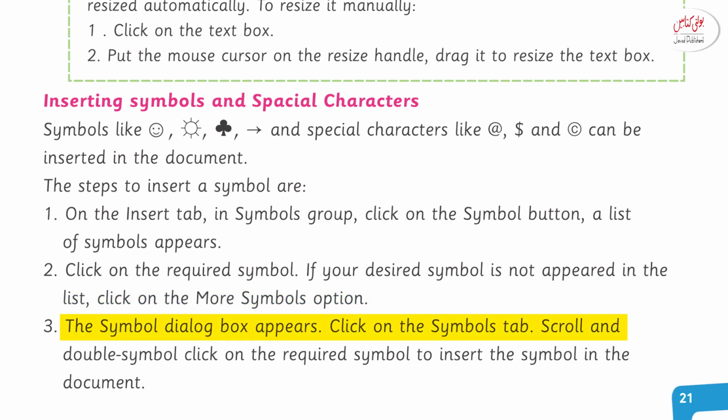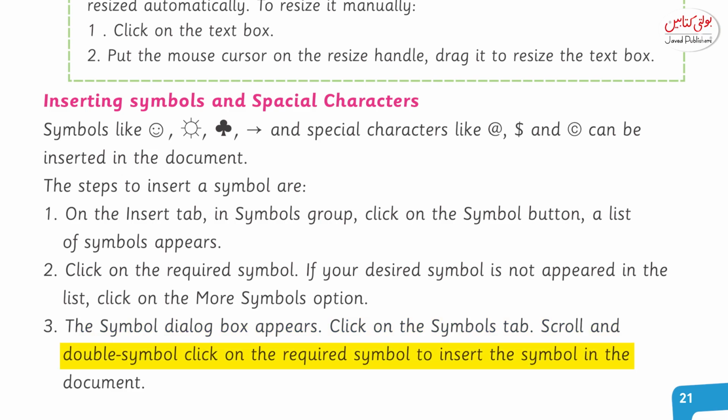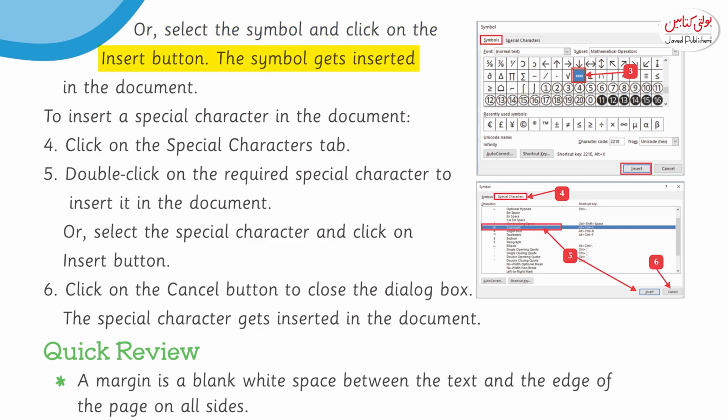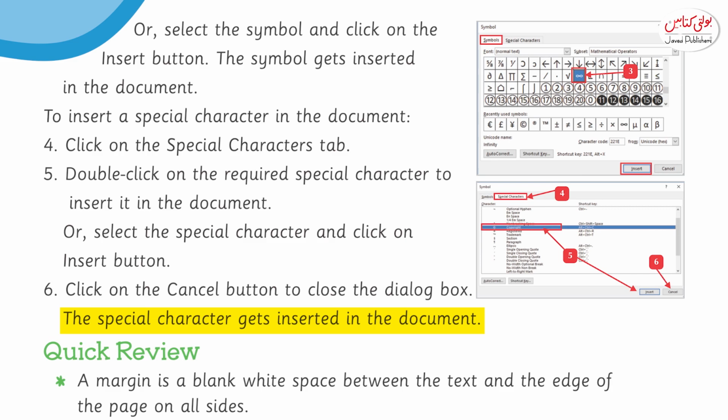The Symbol dialog box appears. Click on the Symbols tab, scroll and double-click on the required symbol to insert it in the document, or select the symbol and click on the Insert button. The symbol gets inserted in the document. Now to insert a special character in the document, click on the Special Characters tab. Double-click on the required special character to insert it in the document, or select the special character and click on the Insert button. Click on the Cancel button to close the dialog box. The special character gets inserted in the document.